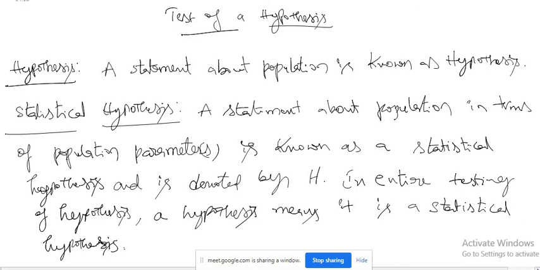Average lifetime of a bulb is about 2000 hours. Yes, that is a statement. Now you need to check whether that statement is correct or not. That is what testing of hypothesis is.